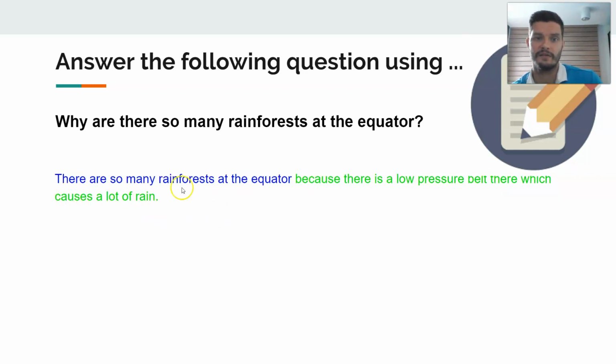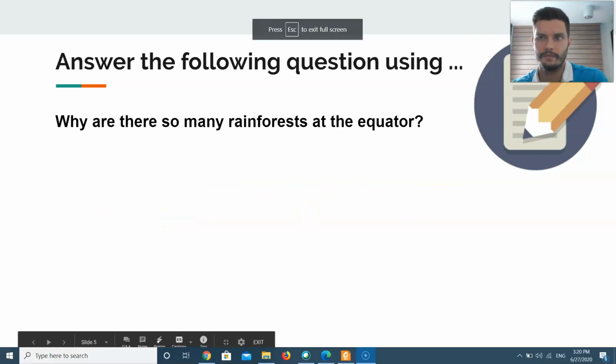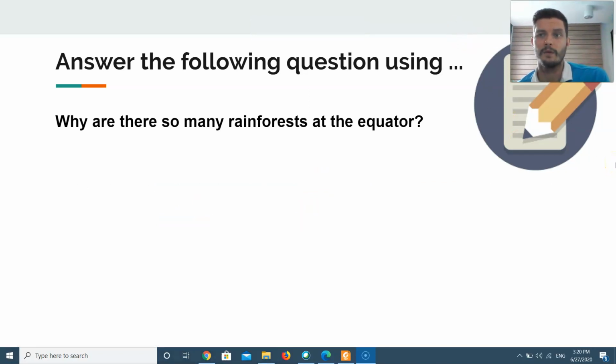I've restated the question in my answer, and I've answered the question, but there are not enough details given in this answer. So if this was how you were to answer this question, you would not get full marks. You'd probably get a 3 out of 4 because you did restate the question, you did answer the question, but you did not add any details. So let's try to answer this question again using RAD writing. Let's give a better answer this time.